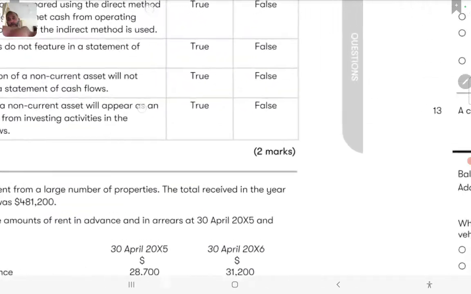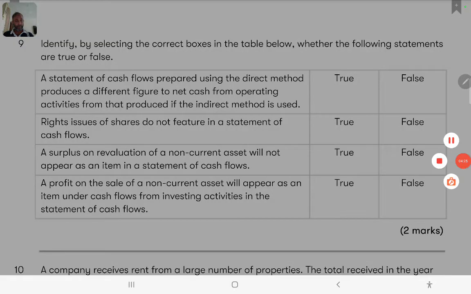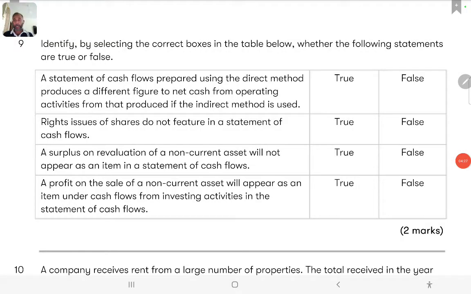Now let's work out question number 9. Question number 9 is asking us to identify, by selecting the correct boxes in the table below, whether the following statements are true or false. A statement of cash flows prepared using the direct method produces a different figure for net cash from operating activities than that produced if the indirect method is used.